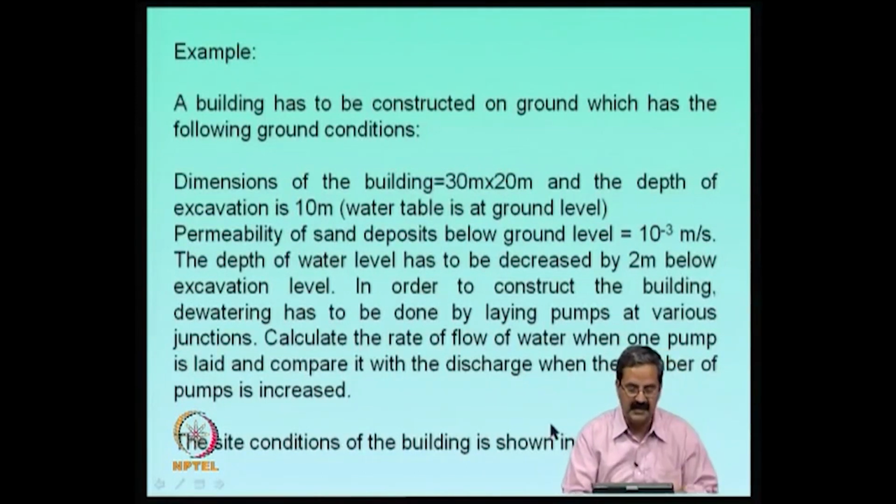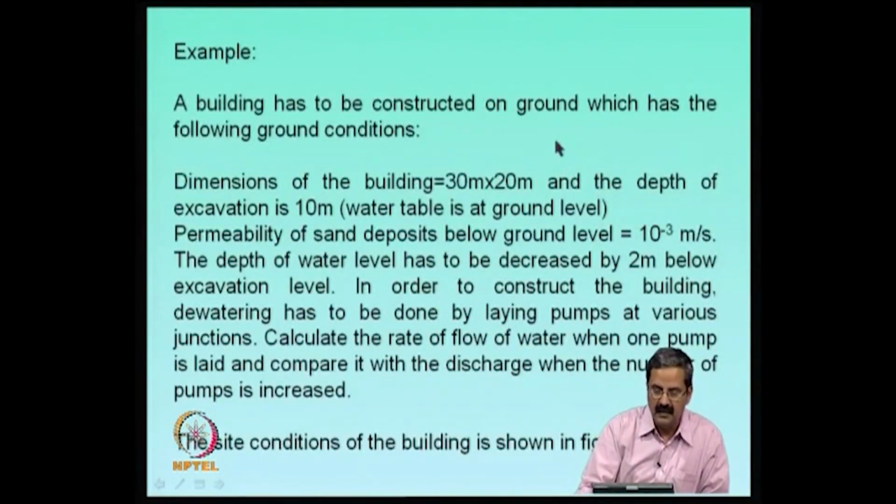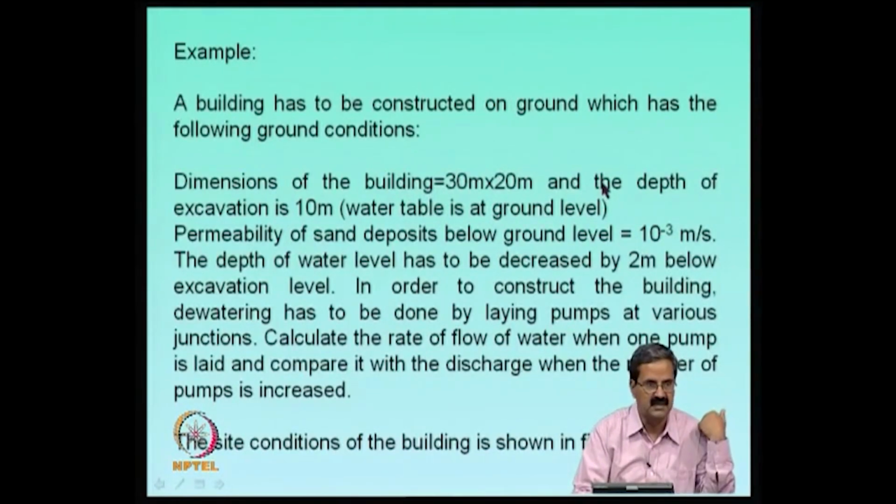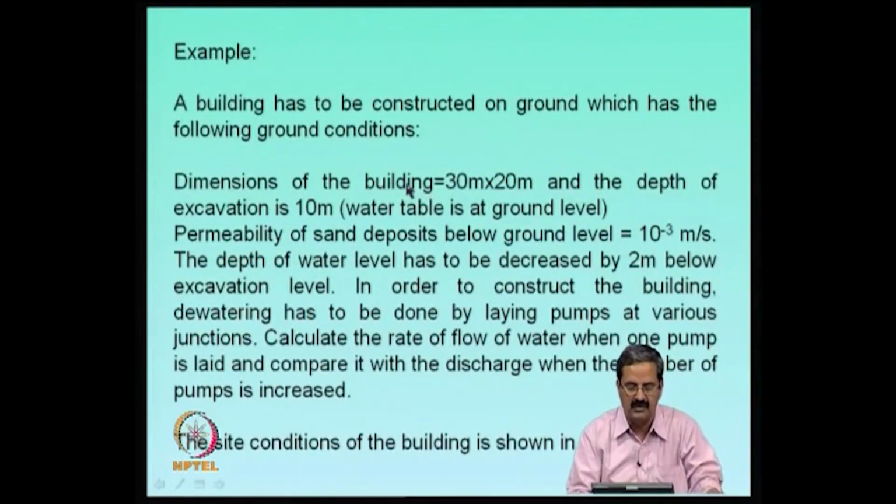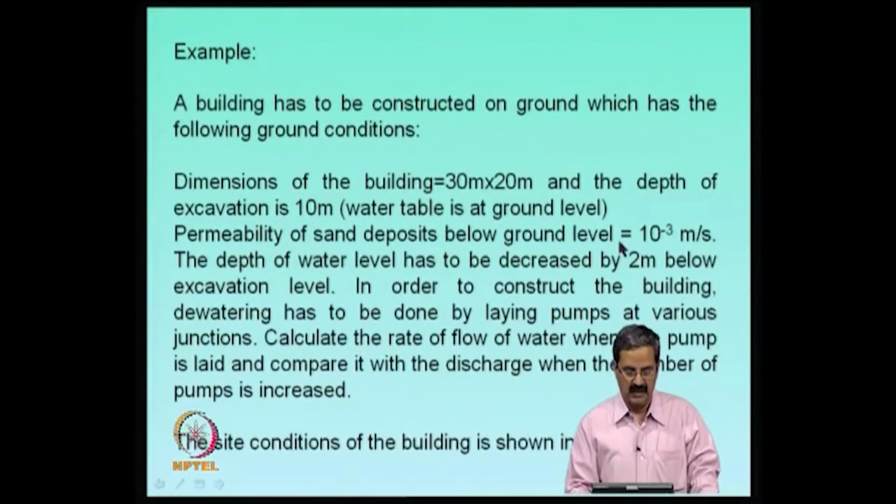I just want to give a small example here. You have a building to be constructed on ground which has the following conditions. The dimensions of the building are about 30 by 20 meters in plan area, so this is 30 meters, this is 20 meters, and the depth of excavation is 10 meters. You have to go down 10 meters, and the water table is at ground level. The permeability of the sand deposits below the ground level is about 10 to the power of minus 3 meter per second, an average value, and the water level has to be decreased to about 2 meters below the excavation level.